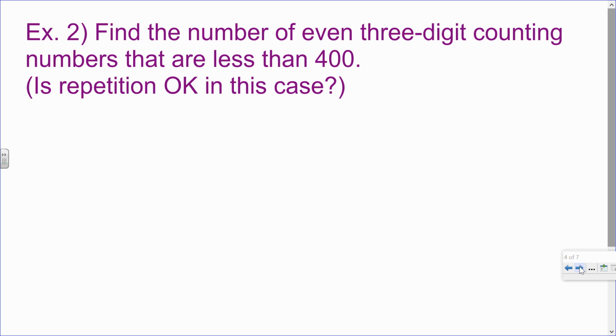Jack? So one restriction is that it now has to be less than 400, and I'm doing 3-digit numbers. Does less than 400 affect the hundreds, tens, or ones digit?